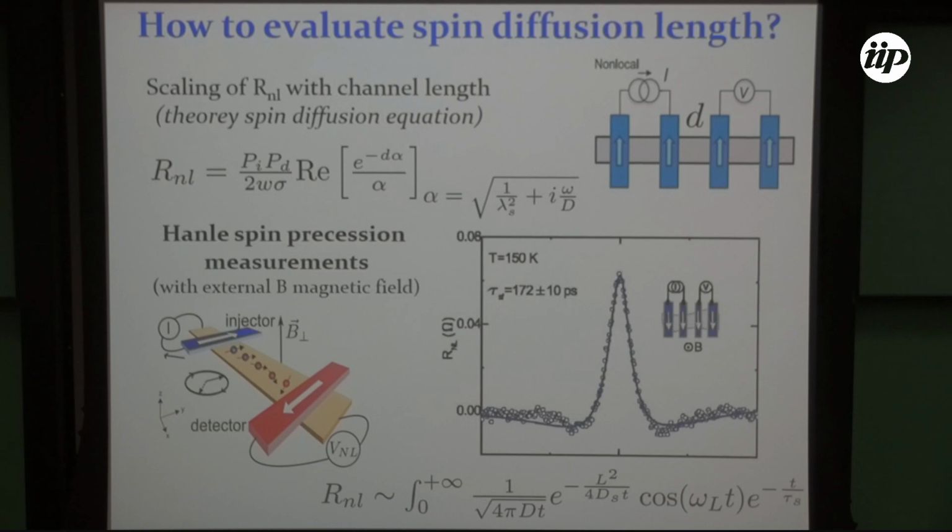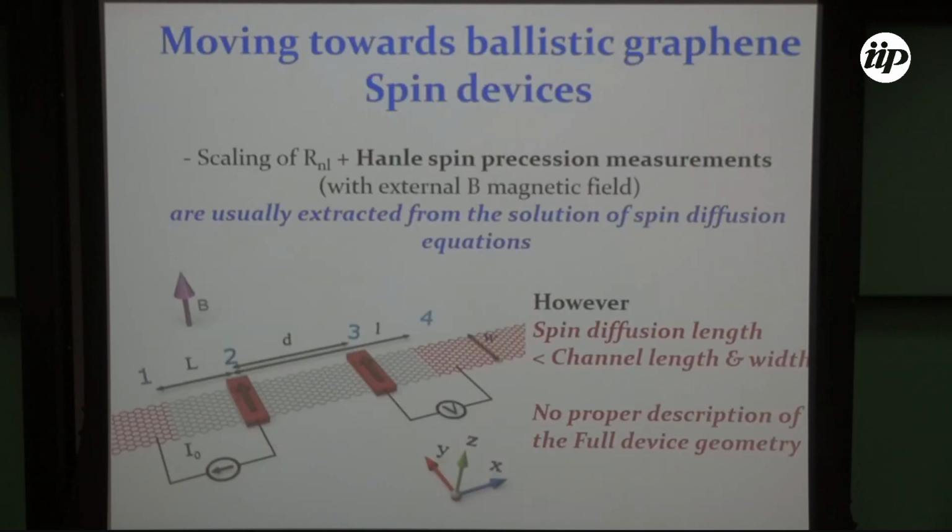So in order to extract the spin diffusion, this will be covered by Roland, so I will not enter, but you have mainly two approaches. You can scale up your device measurements and change the channel length. When the spin signal relaxes, because spin information is lost, you can extract the spin diffusion length from the relaxation length. Or you can have just one device and put an external magnetic field to monitor the dephasing, and you can also make a theory with a spin diffusion equation. So you can fit your experimental data and get this spin diffusion length and spin lifetime.